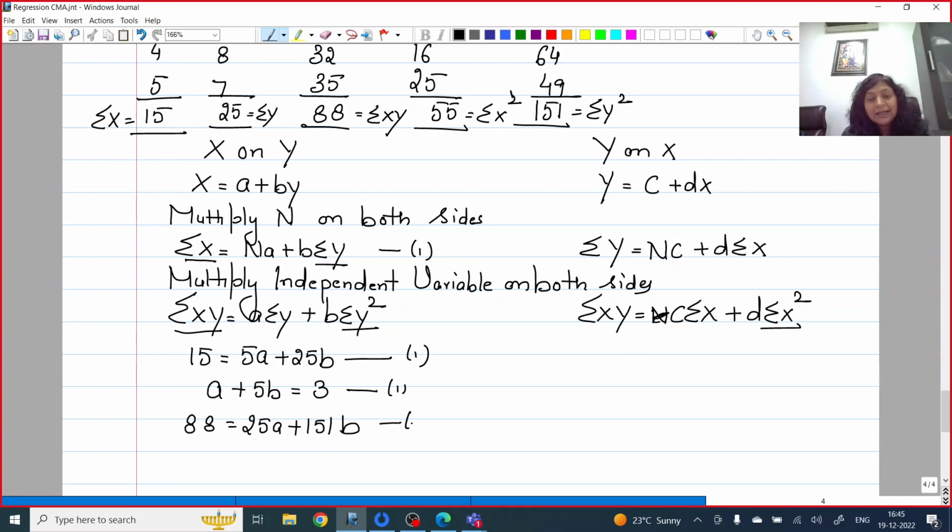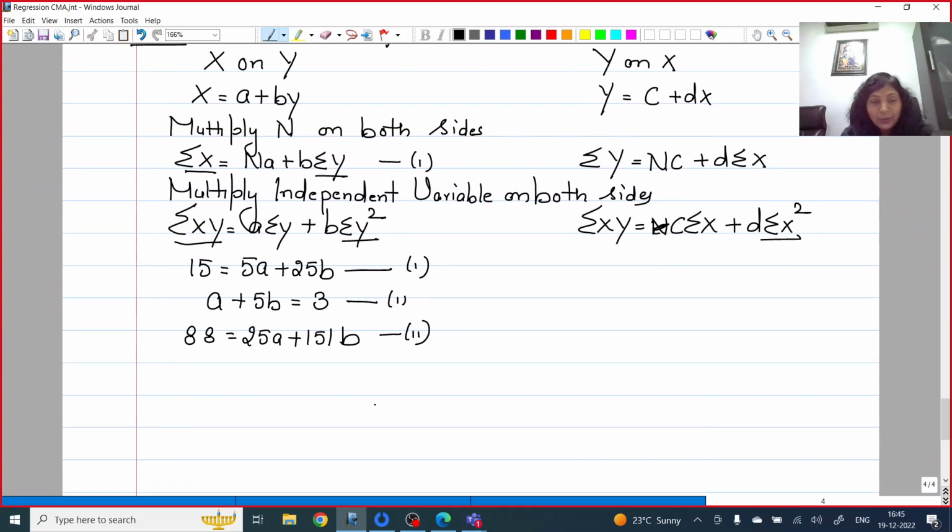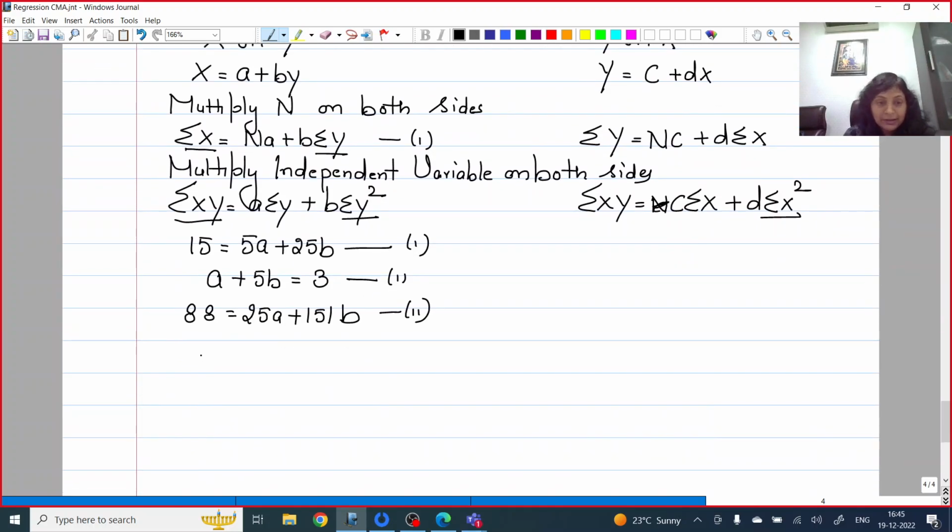So this is my second equation. Now I have to solve these equations using the elimination method. My equations are 25a + 151b = 88, then a + 5b = 3. So what I'll do, multiply this by 1 and this one by 25.